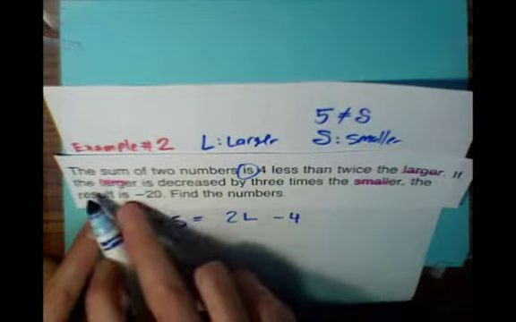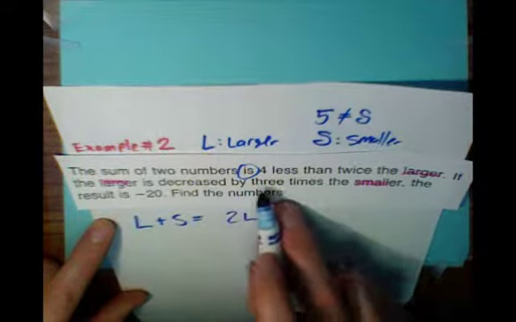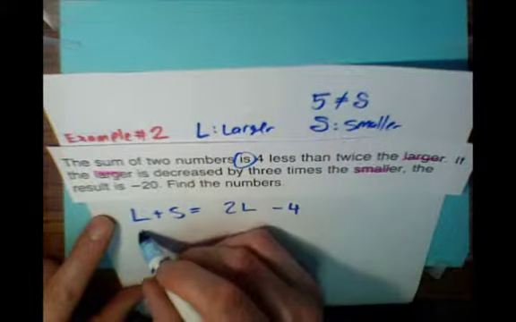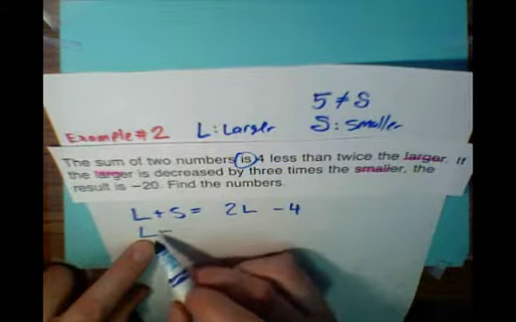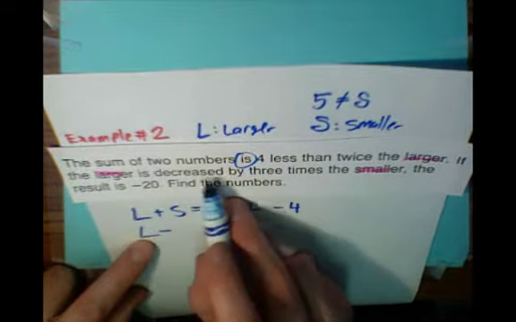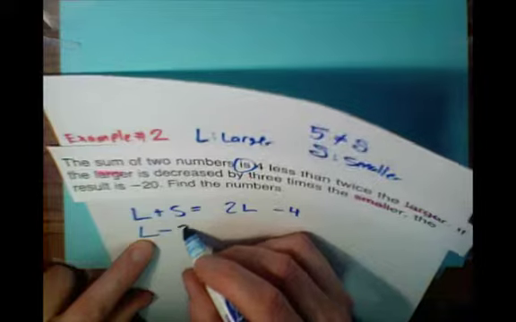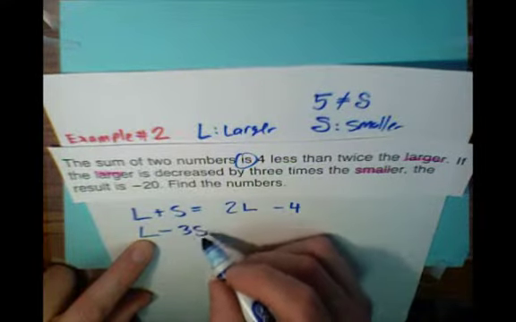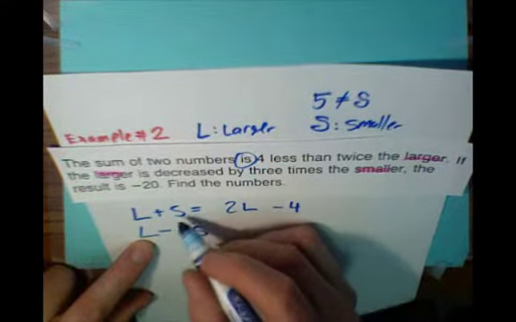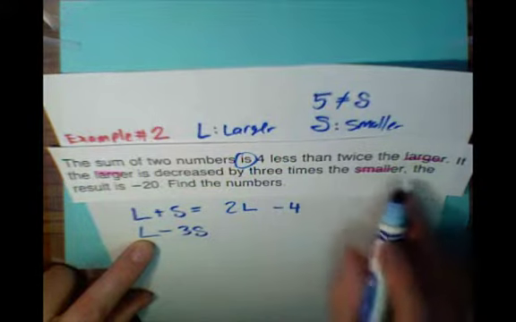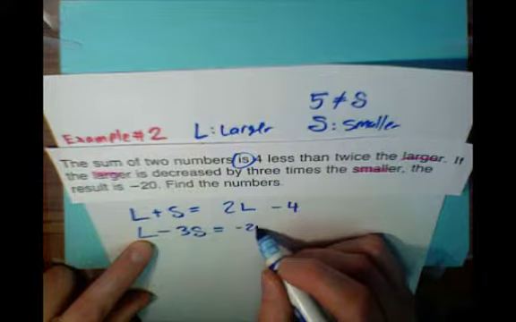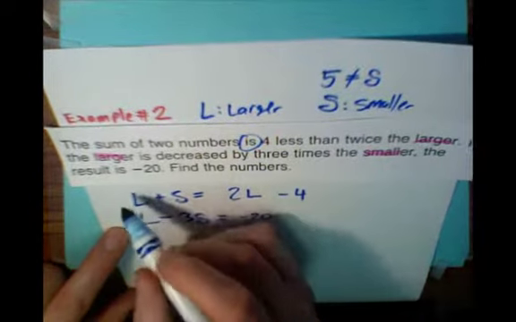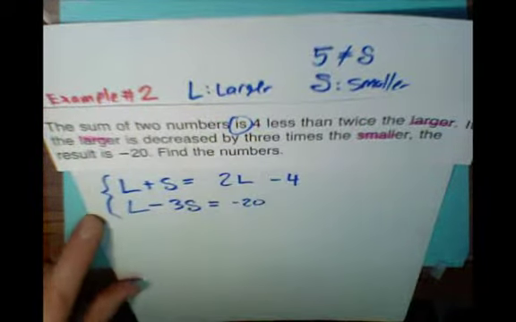And then it says if the larger is decreased by 3 times the smaller. If the larger is decreased by, which means we start with the larger and then we subtract something from it, the larger is decreased by 3 times the smaller. The result equals negative 20. All right, so here's my system of two equations.